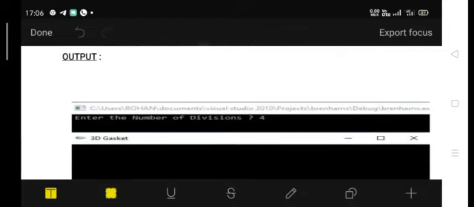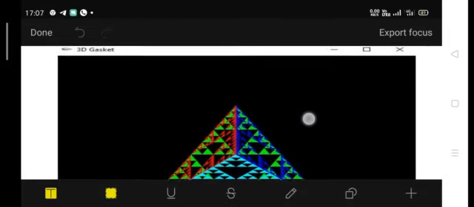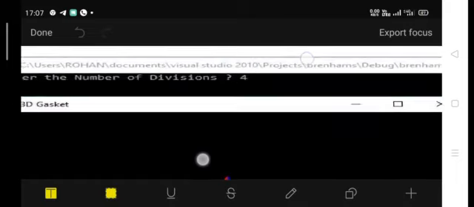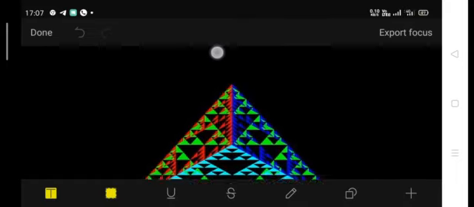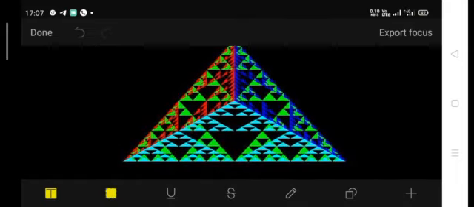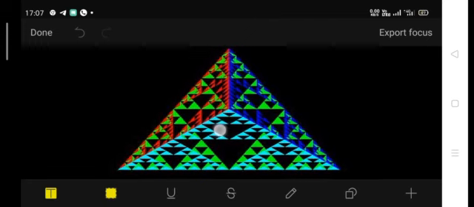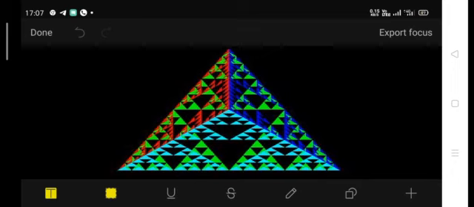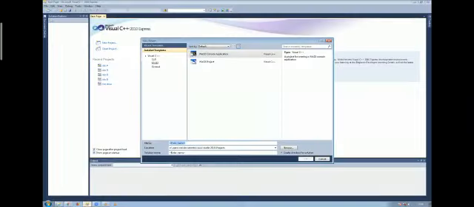Okay, this is the program, guys, and this is what the output of the program is with the number of divisions mentioned as 4, and this is how the output looks. As you can see, the structure of the gasket is a very interesting concept, a very important topic as well. Let us compile the program and see how it works. So here we go for the execution.